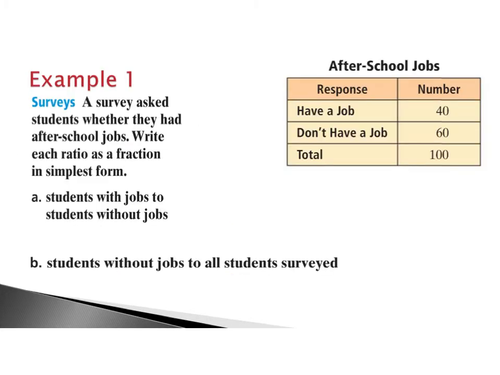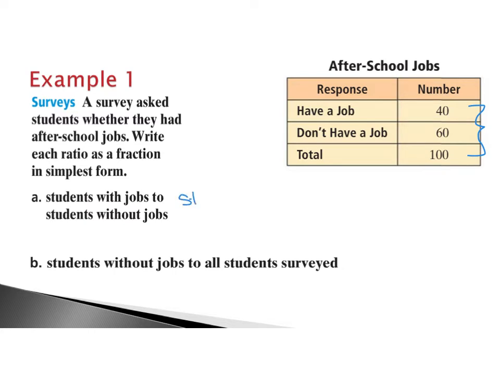So if we look at example one, it says a survey asks students whether they had after-school jobs. Write each ratio as a fraction in simplest form. Over here, you can see that we have our data. 40 students have a job, 60 do not, and we have a total of 100. Part A says we want to find the ratio of students with jobs to students without jobs.